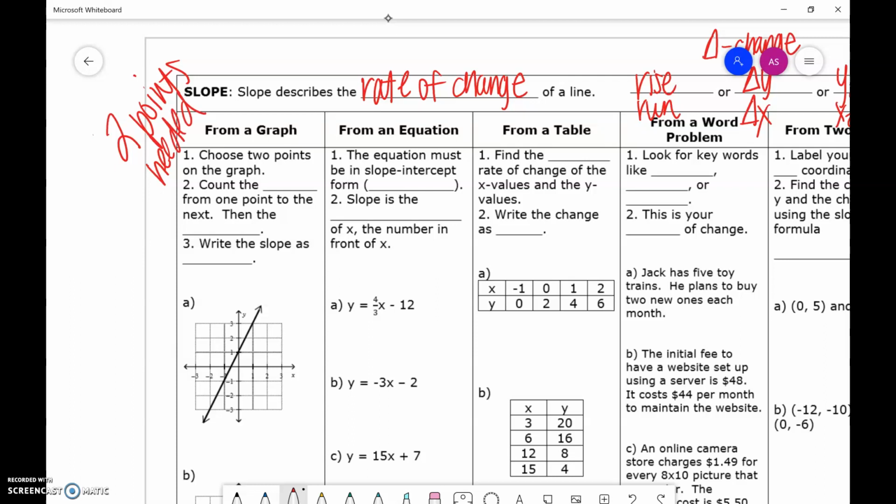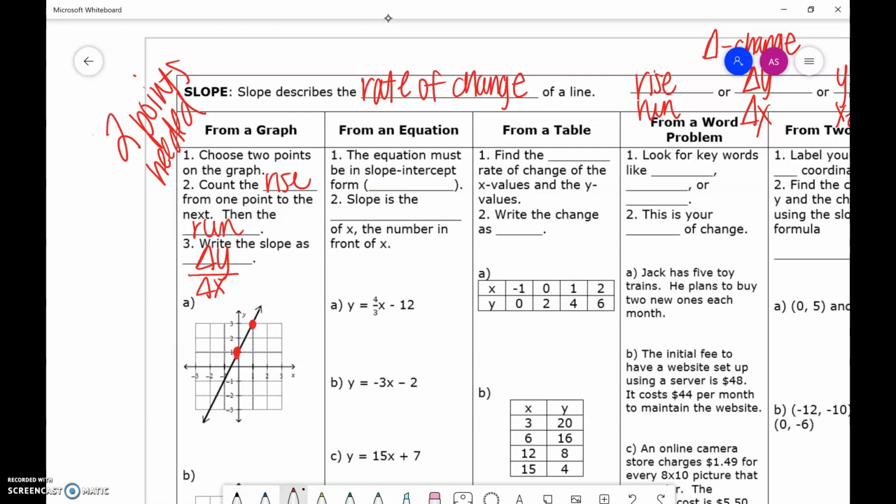Okay. So when you're looking at a graph, you're going to pick 2 points. You're going to count the rise from one point to the next. Then you're going to count the run. And you write slope as y over x. So that's going to be my change in y over change in x. So all you want to do when you look at your graph, you can pick 2 definite points. Definite points mean that they're crossing right at a number. Okay, you can't pick a point that's in between 2 numbers because that's not going to work.